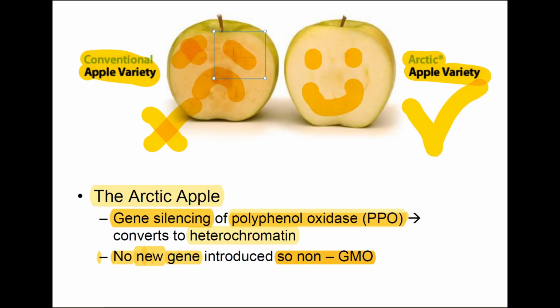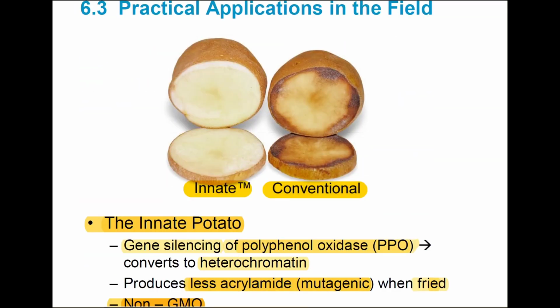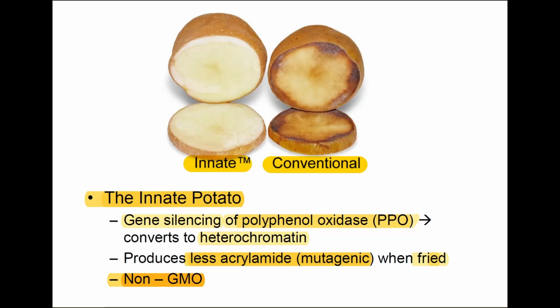The Innate potato, again, is polyphenol oxidase being blocked, converting to heterochromatin. Heterochromatin is this intractable form of eukaryotic DNA where it's tightly wrapped around histone complexes and hence not available for transcription. So this is a way of silencing genes. This is also part of epigenetics, which we talked about. Produces less acrylamide, a mutagenic compound, also non-GMO, because all you're doing is knocking out genes that are there.